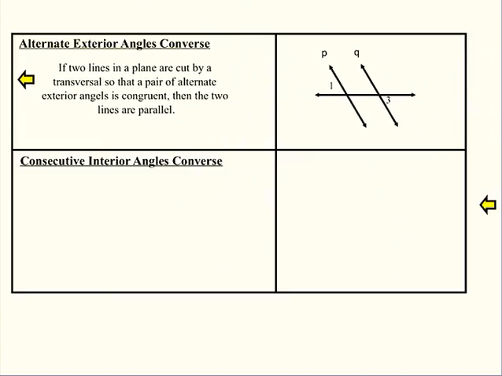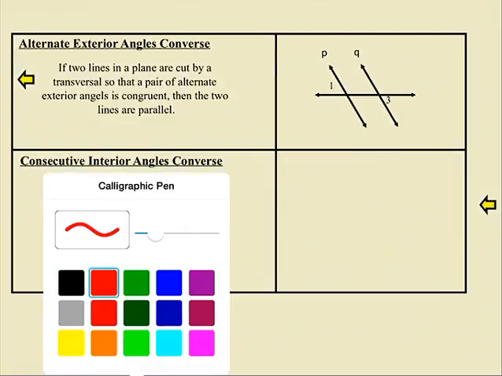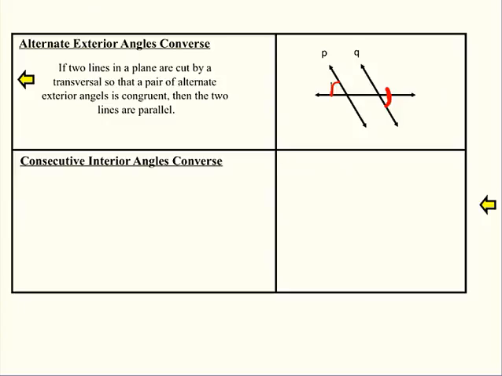So if two lines in a plane are cut by a transversal so that the pair of alternate exterior angles is congruent, then the two lines are parallel. So what we're looking at here is they're saying, okay, 1 and 3. So if angle 1 is congruent to angle 3, then, I'll just use a T, P is parallel to Q. Okay? So that's what alternate exterior angles converse means.